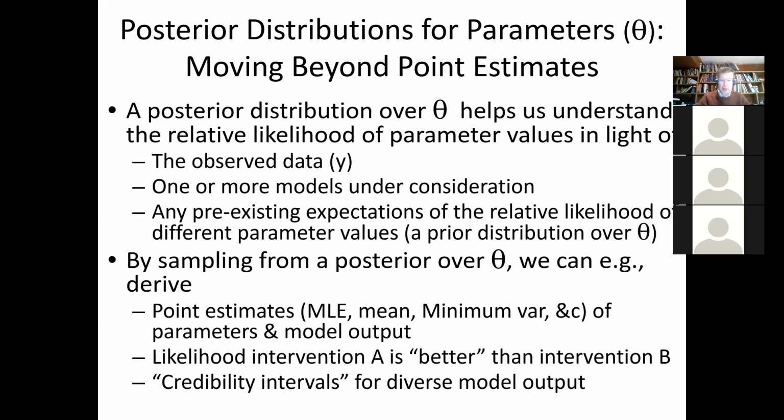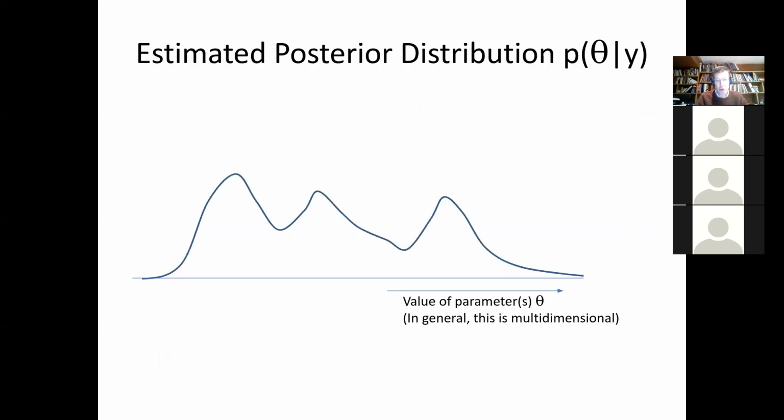We can again ask, what's the probability a given intervention will yield bigger gains than another? Or we can put credibility intervals around model output, regions within which 95% of the time the actual number of cases will fall, or of hospitalizations will fall, or of hospital census.